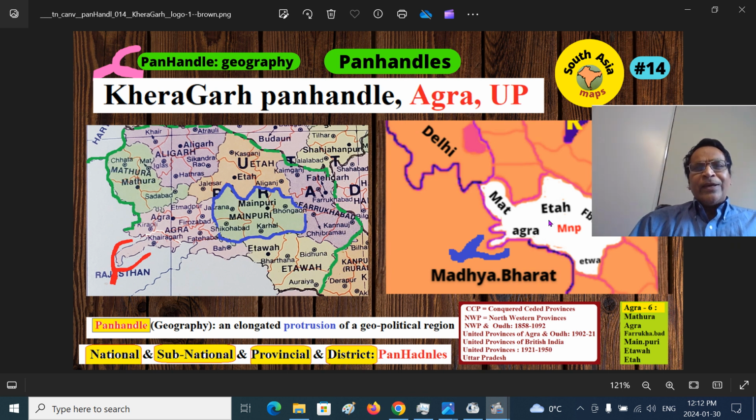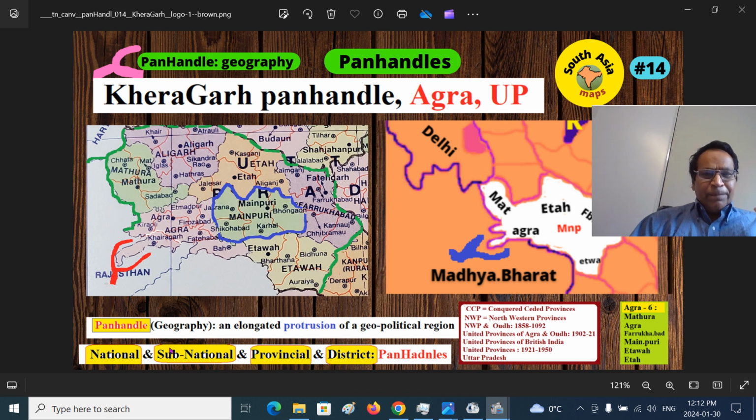Say, if you look at this region of Agra, you can immediately see something protruding from the Agra division of United Provinces into the Madhya Bharat region, the Girid region and the Rajputana region of Bharat. That's why it is the panhandle region.